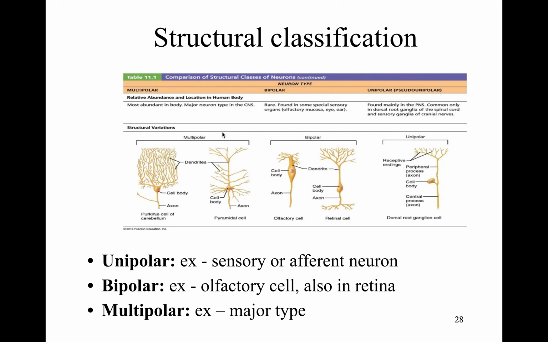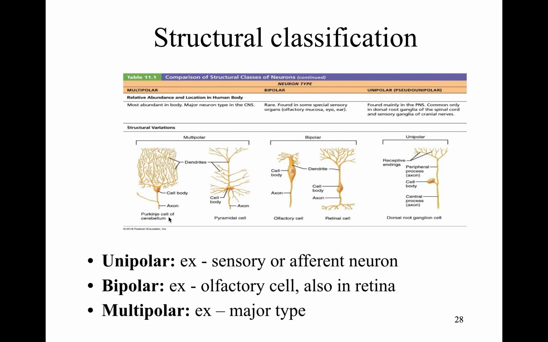Lastly, we have multipolar neurons. Multipolar neurons have three or more processes. They're going to have a single axon, but then they can have multiple dendrites. So multipolar neurons have a single axon and multiple dendrites, giving them three or more processes.